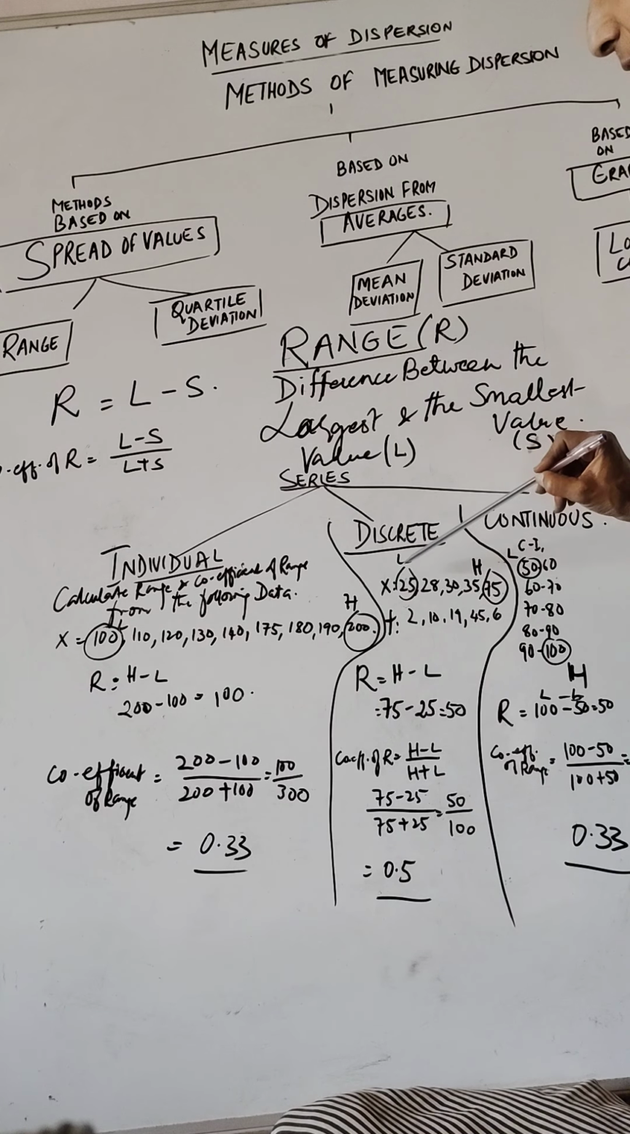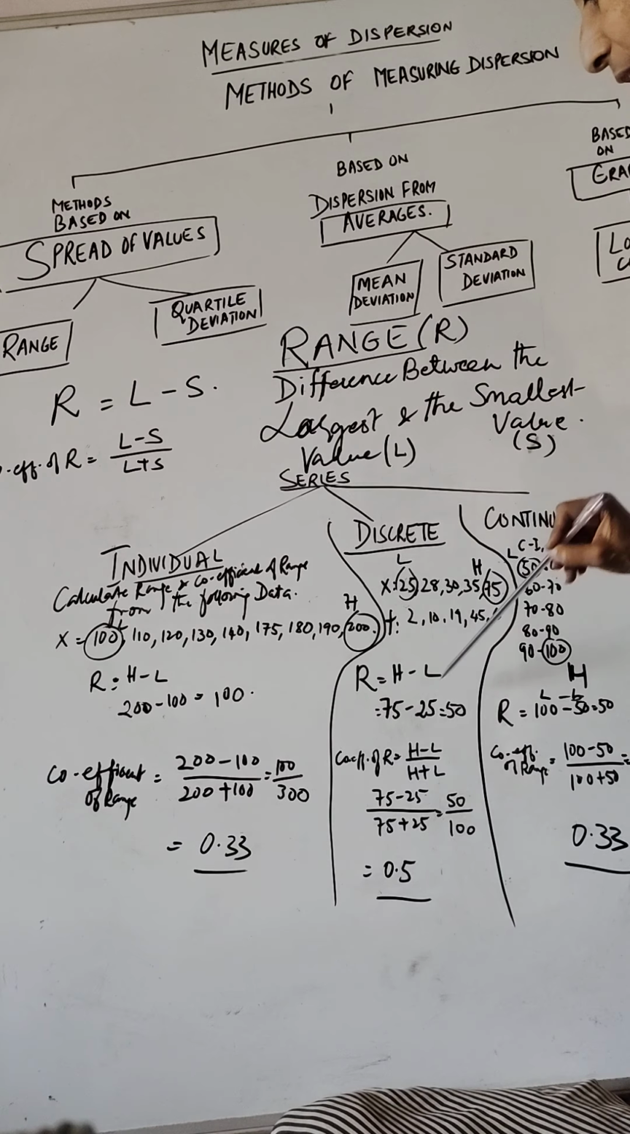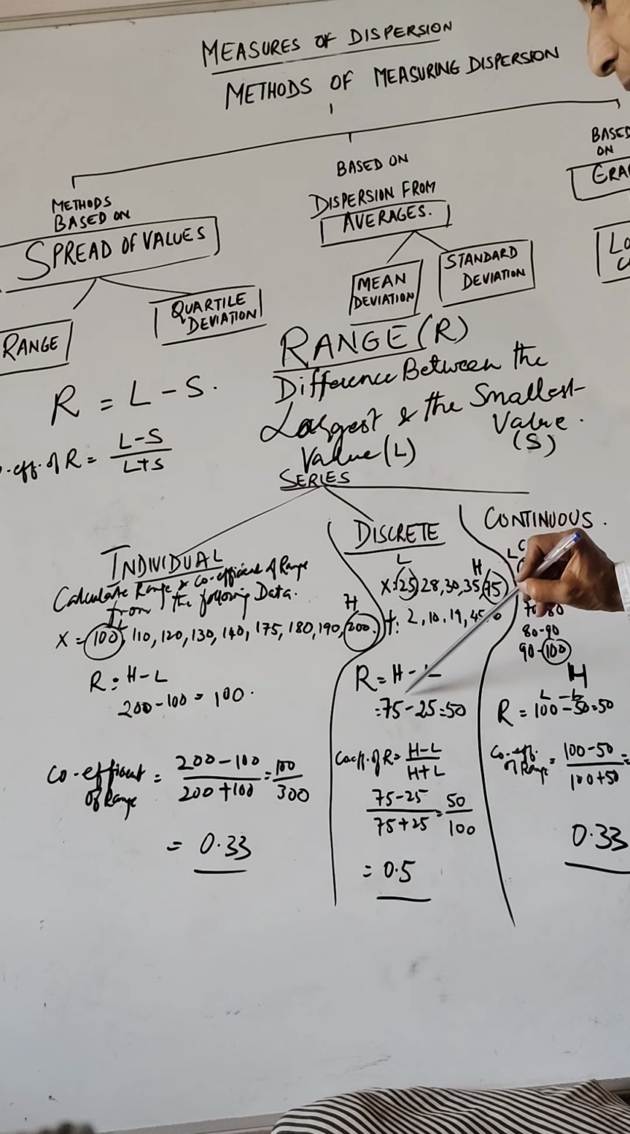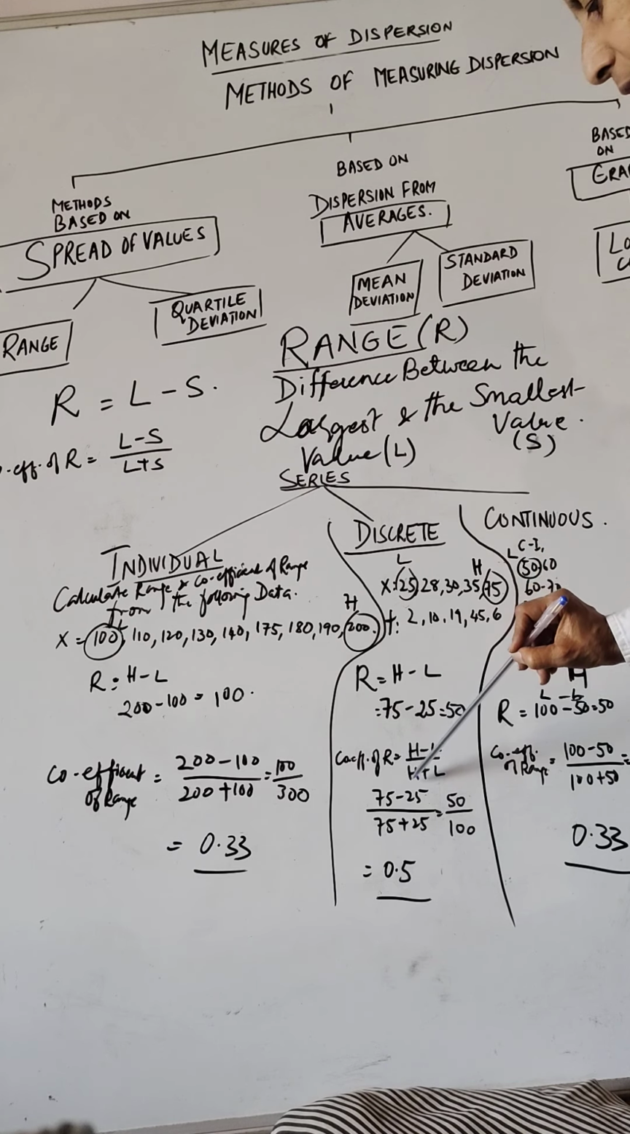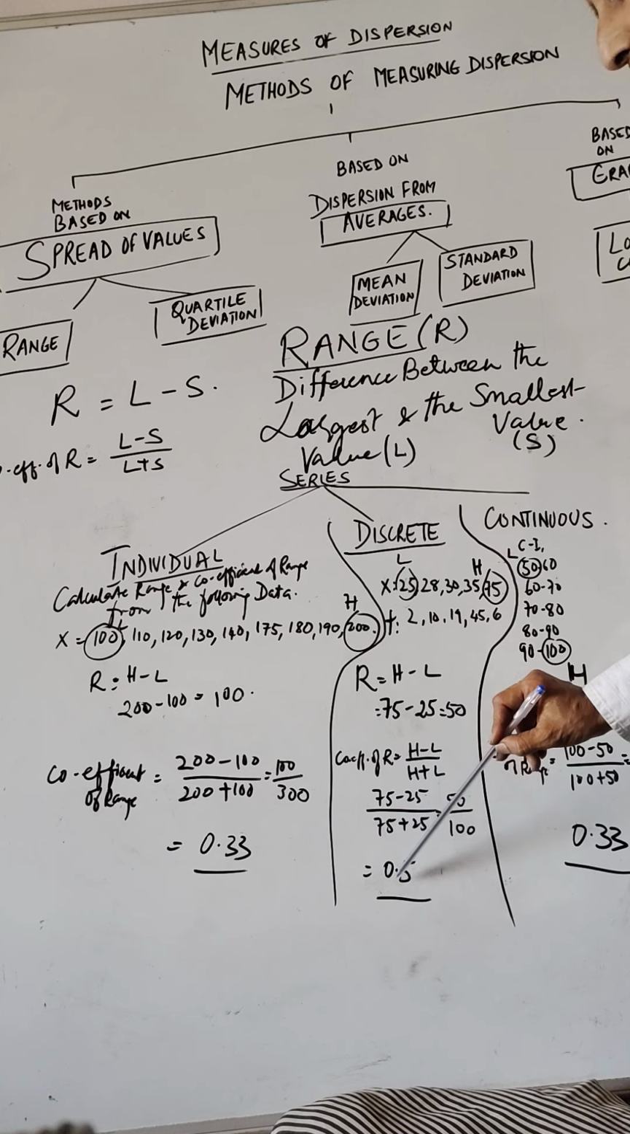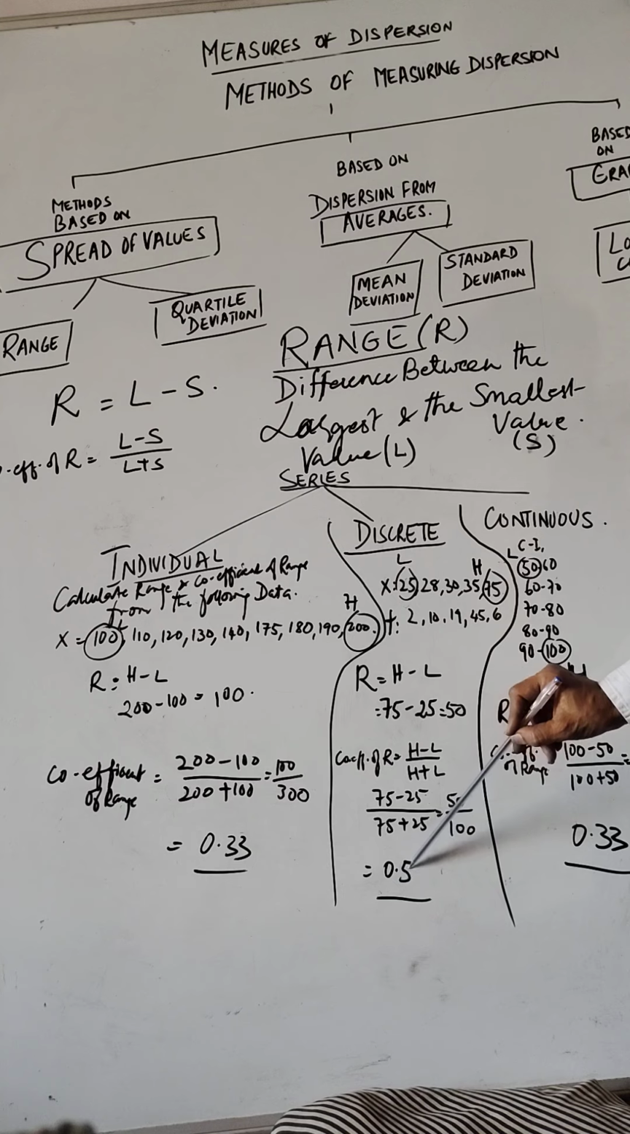So which is the lowest and the largest value here? 25. Which is the highest? 75. So highest minus lowest, that is how much? Highest value is 75 minus the lowest 25 is equal to 50. So this is how highest minus lowest, over highest plus lowest. That's how you will do it, 50 upon 100, and that's what you get, 0.5. Is that clear, all of you?